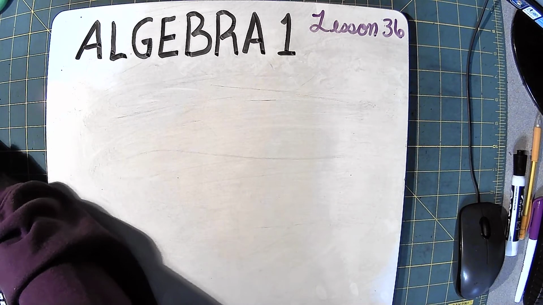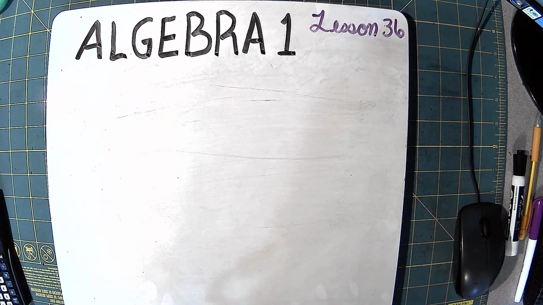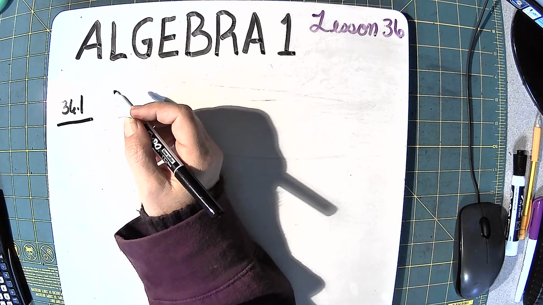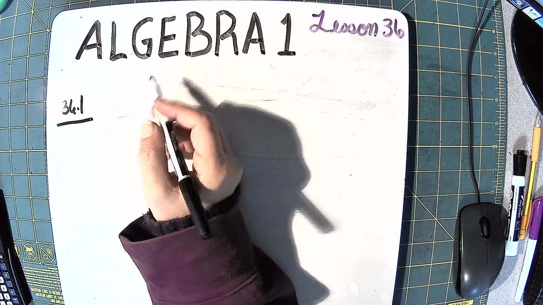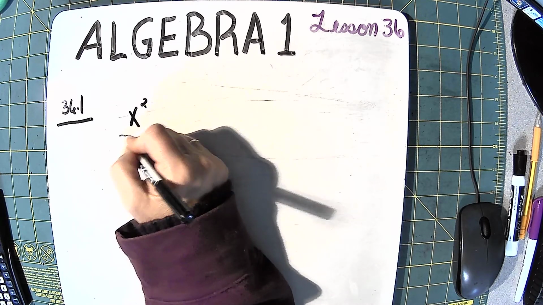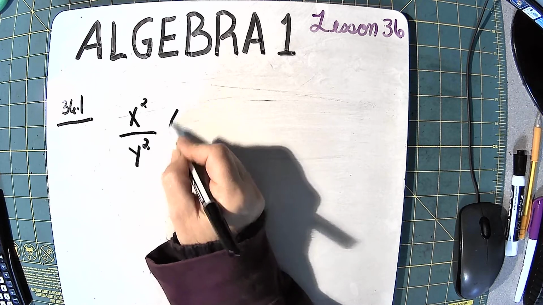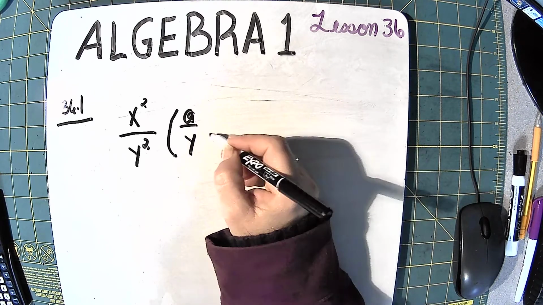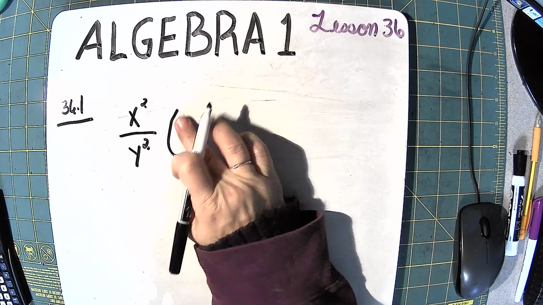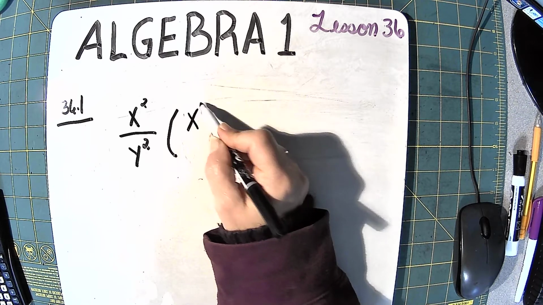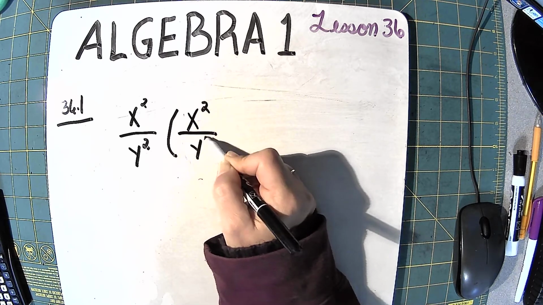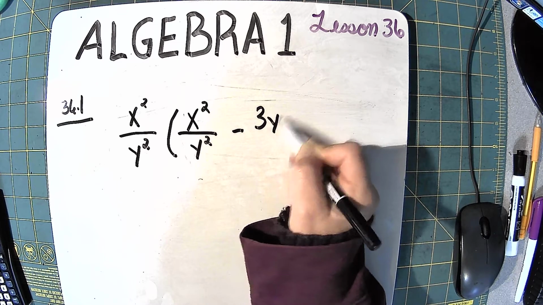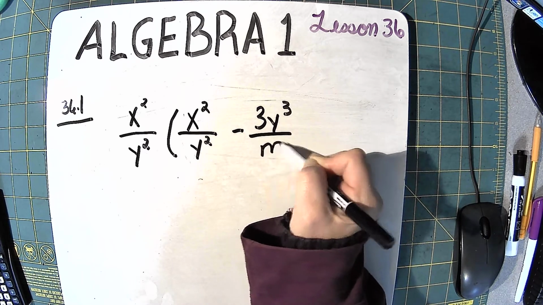So here is 36.1, and I'll do a couple of examples for you. This one says use the distributive property to expand. It has x squared over y squared times a over y, times x squared over y squared, minus 3y to the third over m.